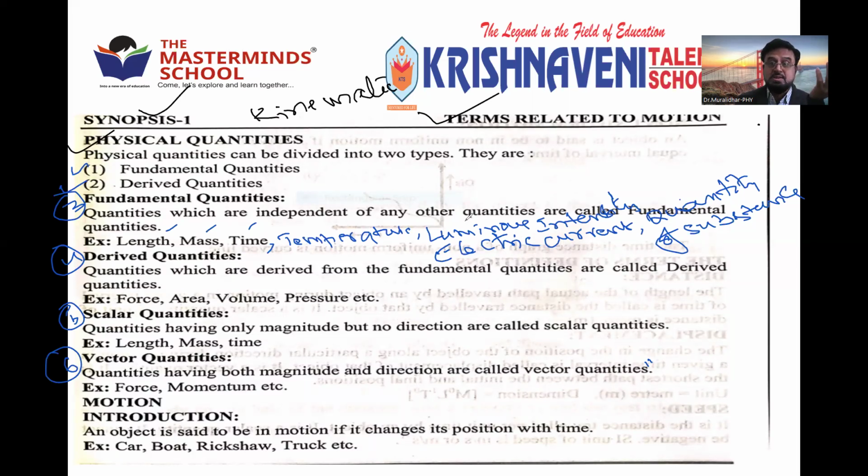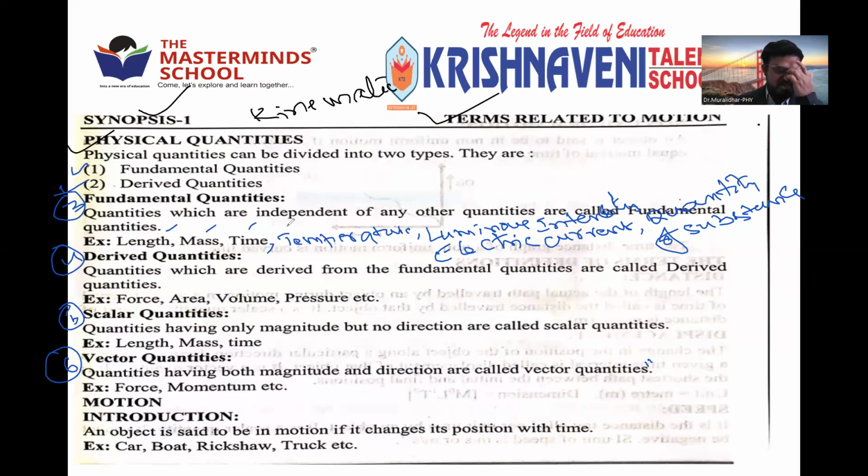Next, apart from these 7, all the remaining ones come under derived quantities. These are quantities which are derived from fundamental quantities. They are obtained from fundamental quantities, not directly. Such quantities are called derived physical quantities, like force, area, volume, pressure, anything you can write, density, energy. So, when you are discussing motion, the first point that strikes our mind is physical quantities. These can be either fundamental or derived.